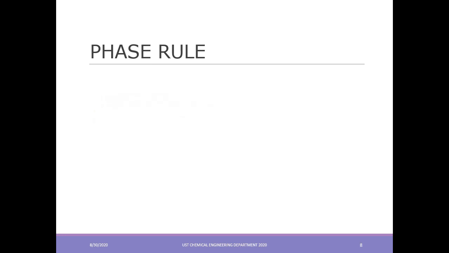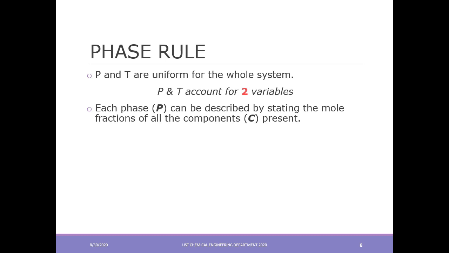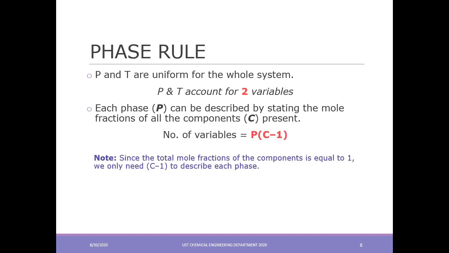Next, let us derive the phase rule equation. As mentioned in the previous slide, equilibrium, and thus the phase rule, will depend on several intensive variables. Pressure and temperature account for two intensive variables already. Next, we need to determine how many mole fractions we need to define to effectively determine the state of a system. In total, the number of mole fractions depends on the number of phases and components present in the system. Each phase is described by stating the mole fractions of all components present in that phase.